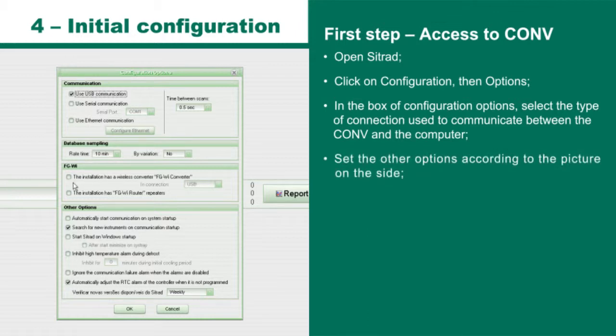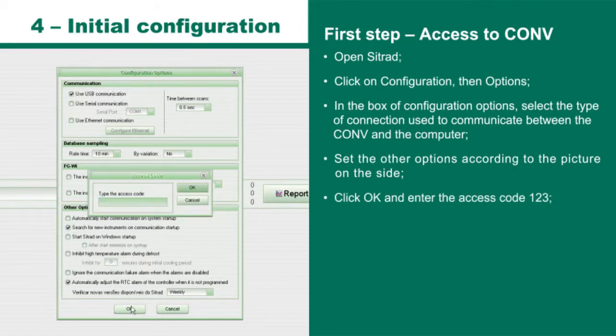For more information, refer to the manual or access the user's guide in the section Configuring the System. Click OK and enter the factory default access code, 123. Conv is connected.